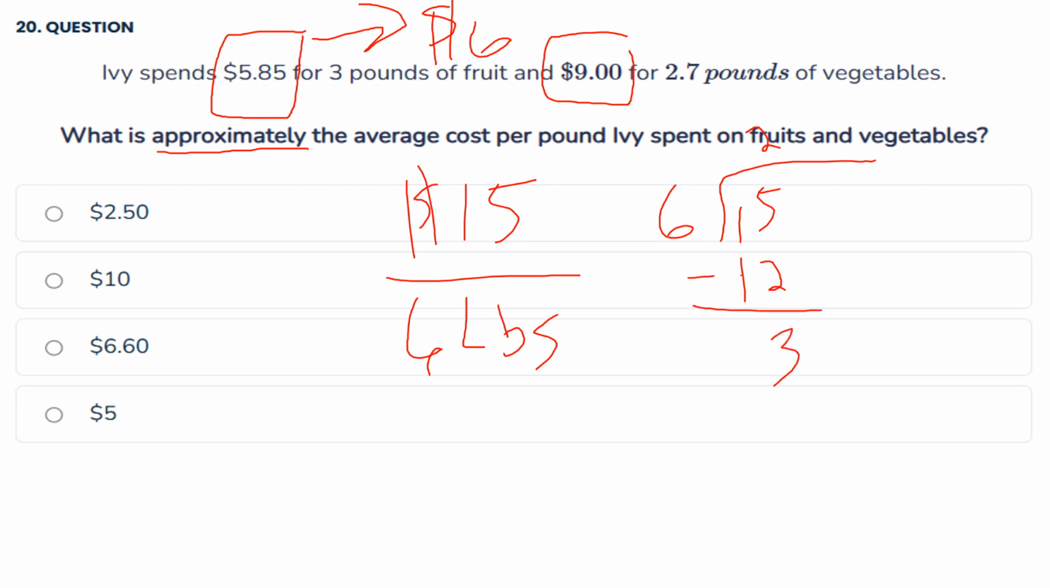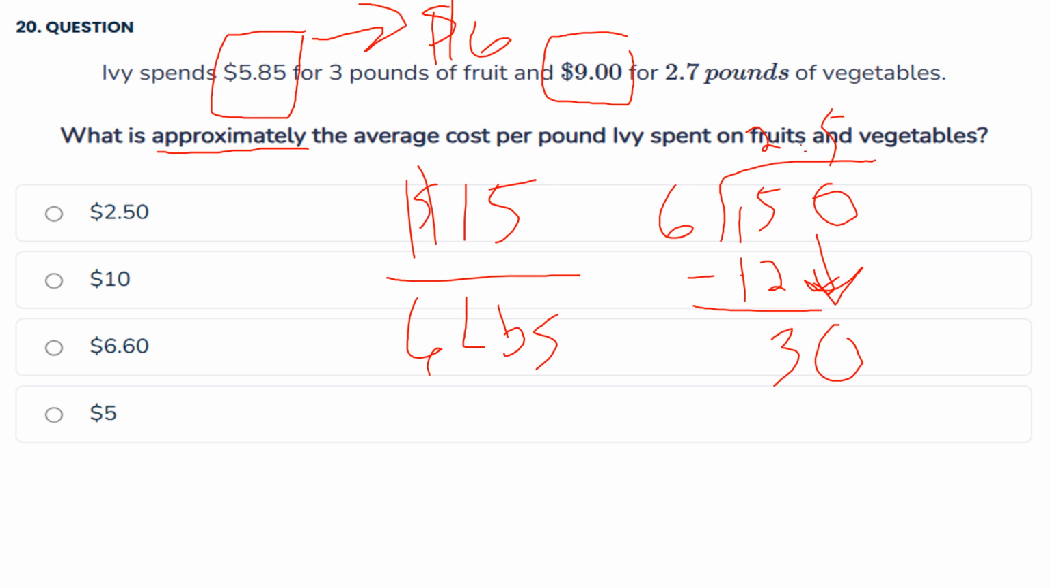We could stop here because there's only one number in here that has a 2 in it, but we're going to move forward because we want to find out the approximate cost. We want to go through the whole thing. 6 can't go into 3, so we add a 0, bring that 0 down, and put a decimal place up there. 6 can go into 30 5 times.